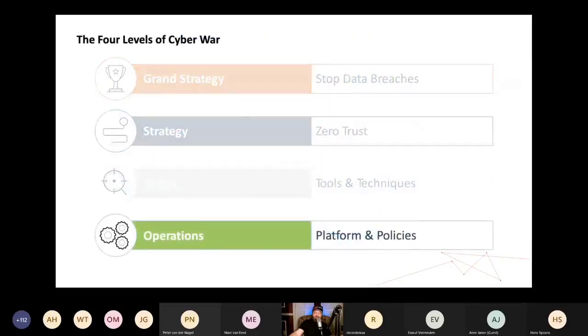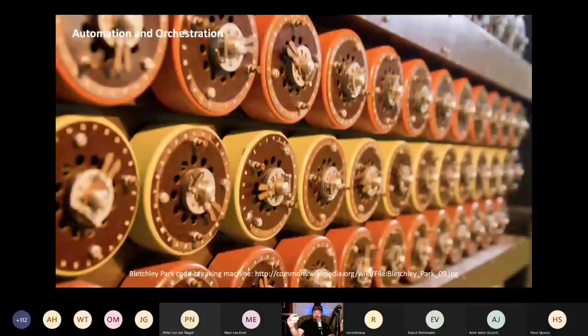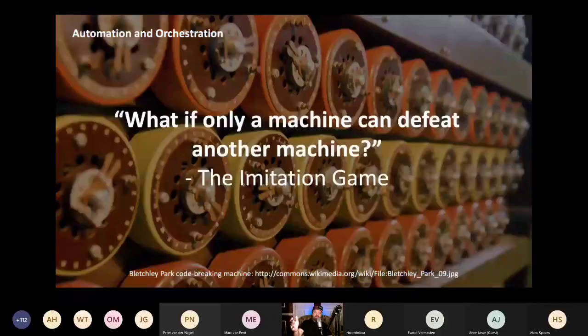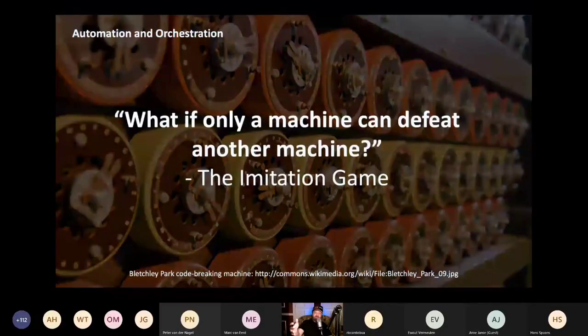Now, we get into the operations, the platform, and the policies. So this is the key here, right? This is an image of the Bombe, the analog computer Alan Turing was building to defeat the Nazi Enigma code. If you've seen the movie The Imitation Game, that really hit me hard. When I watched that, it just had so many analogs to what we're trying to do in cybersecurity. In fact, the character of Alan Turing says something that just blew me away. He said, what if only a machine can defeat another machine? And that's what we need to do. We have to build machines to defeat another machine.